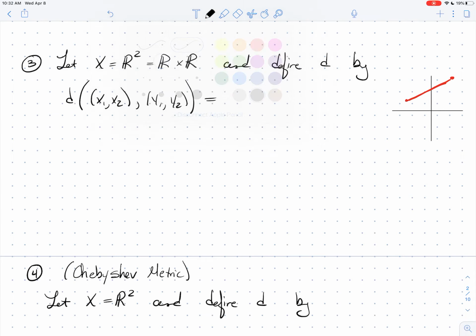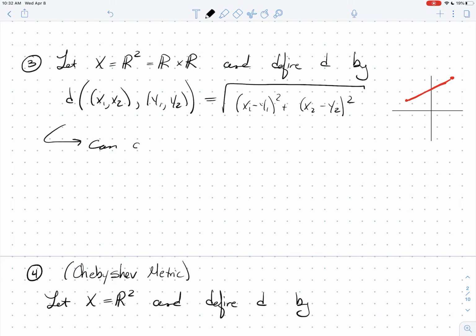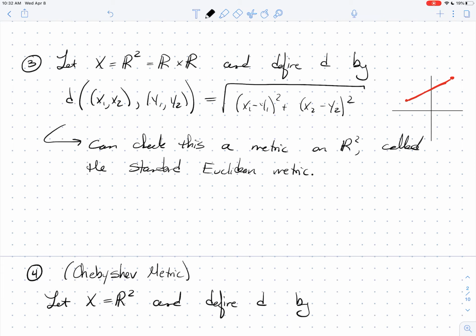So the distance between these 2 points is defined as the square root of x1 minus y1 squared plus x2 minus y2 squared. It's exactly the same distance formula that you've used and worked with since you were a wee child. And so you can check, I'm not going to do it, but you can check that this is a metric on R2, and it's called the standard Euclidean metric. I want to say just a word about this.